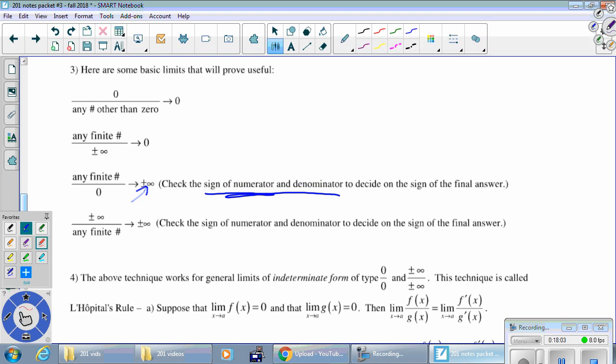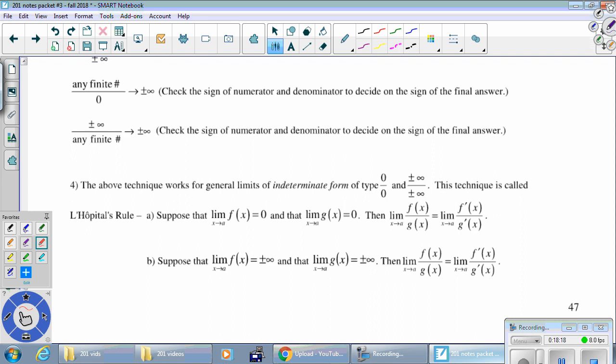For example, if this finite number on the top was a positive and the thing on the bottom was heading to 0 but always negative, then the quotient would be a plus divided by a minus, which would head to minus infinity. Okay, if you have plus or minus infinity over any finite number, that heads to either plus or minus infinity, but you don't get to just copy the symbol from there. You got to make sure you check your signs again.